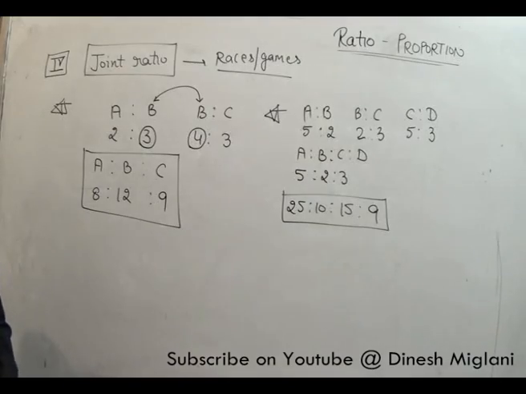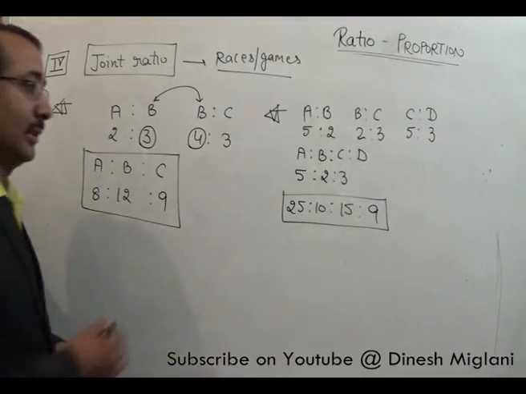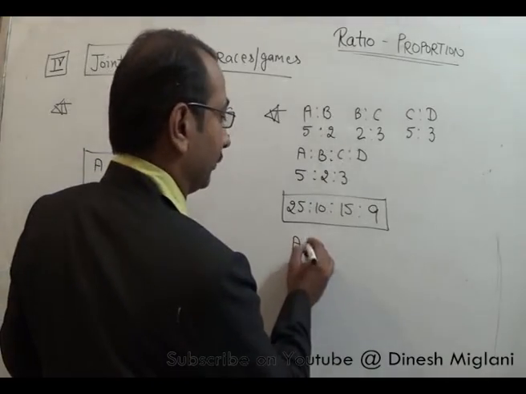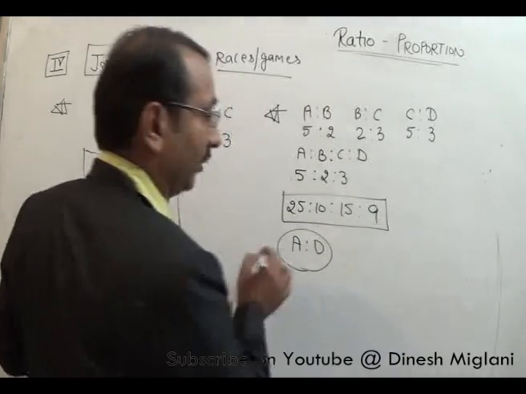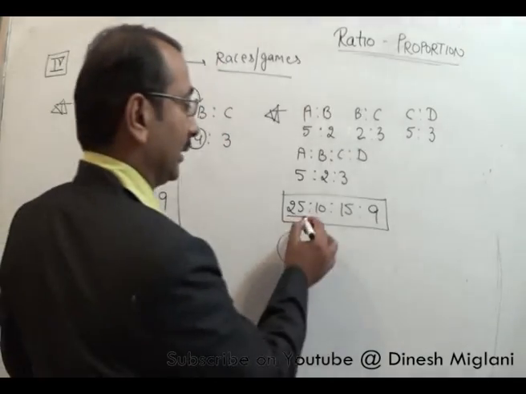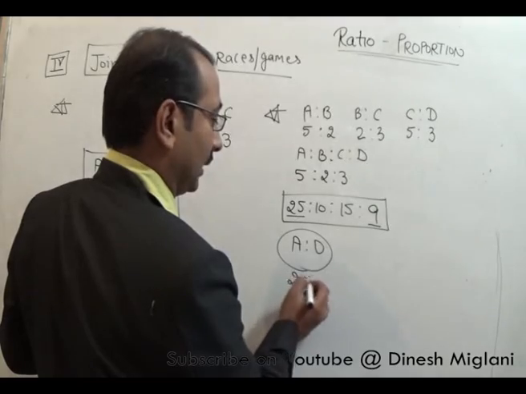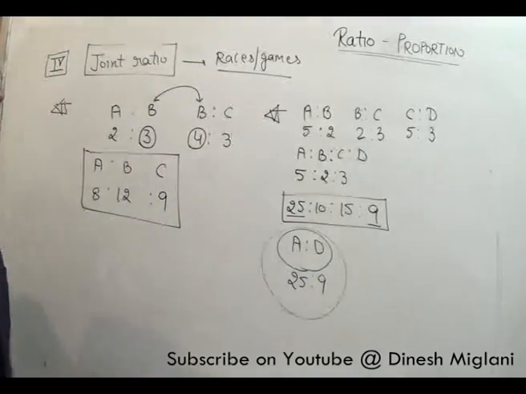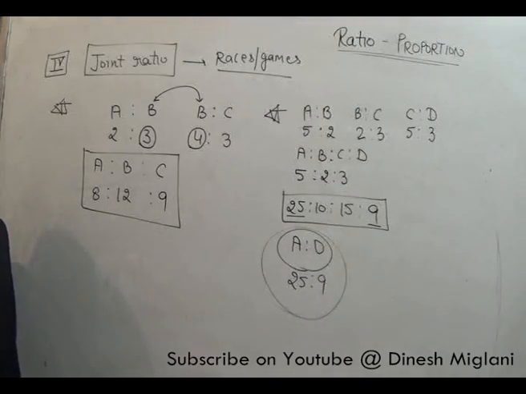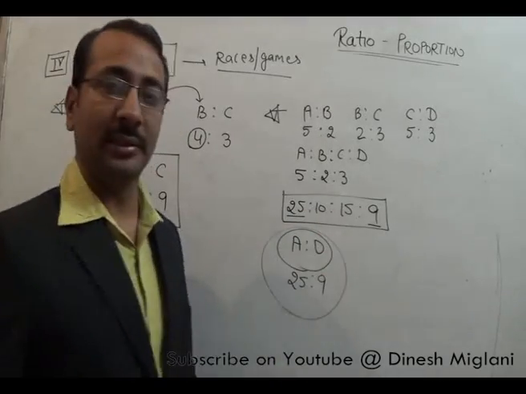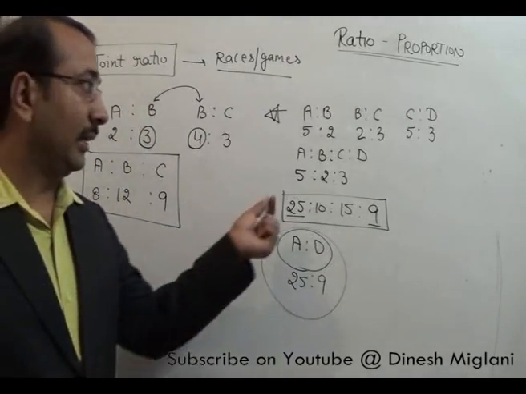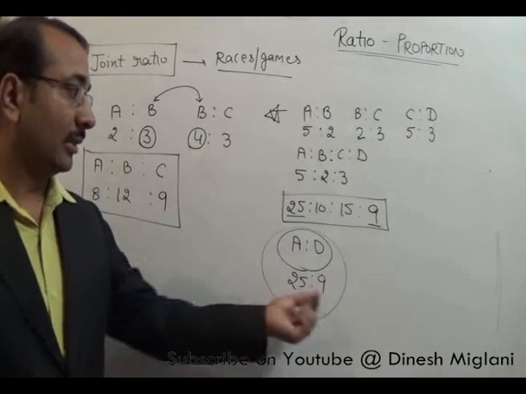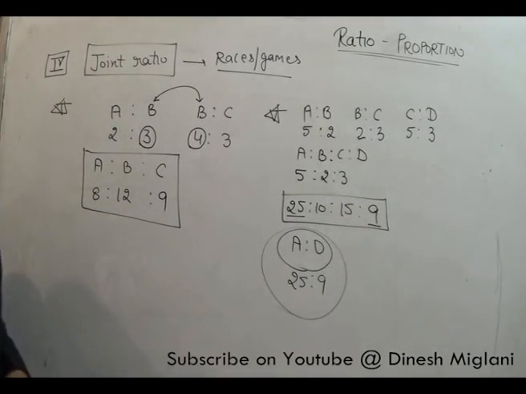Now one important point to understand is, suppose we have to find A ratio D, just take this, 25:9, that becomes your answer. Means you have A ratio B ratio C ratio D, that is 25:10:15:9, and now if you have to find B ratio D, the answer is 10:9, or if you have to find C ratio D, you can say your answer is 15:9, that becomes your answer.